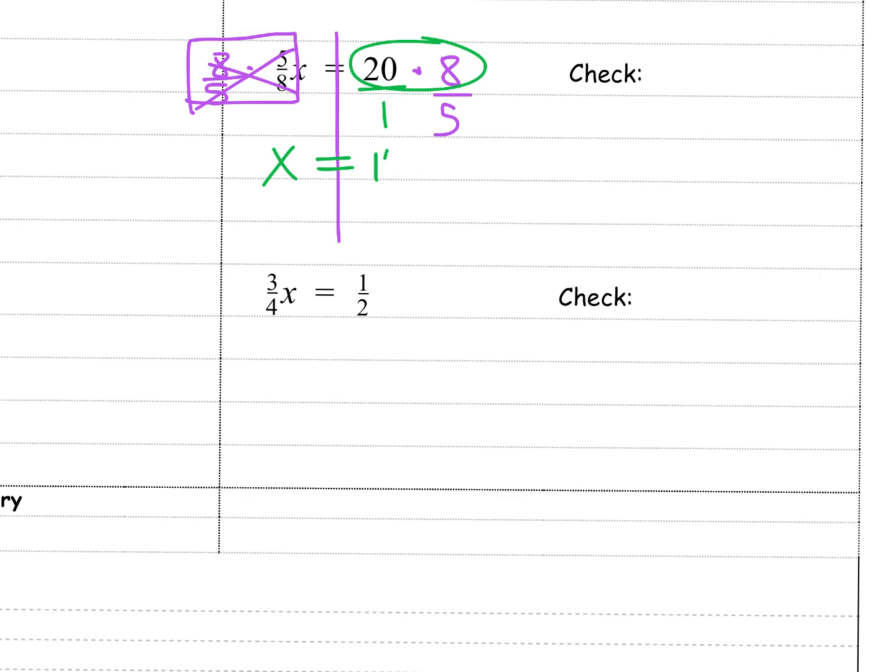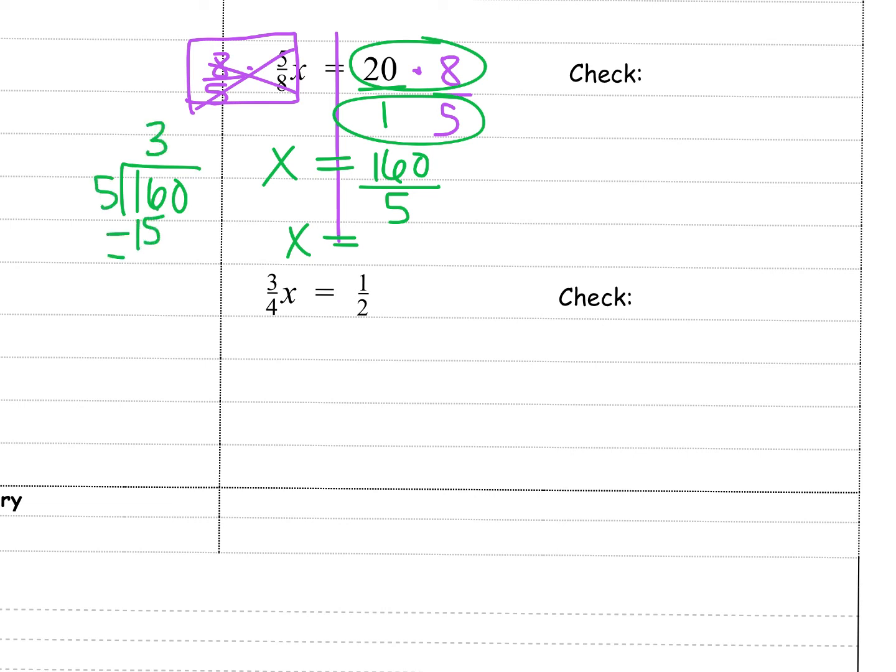20 times 8 is 160. 1 times 5 is 5. And I know 5 is going to fit evenly in there. I just have to figure out how many times. So 160. How many 5s go into it? 5 goes into 16 3 times, which is 15. 1 left over. Bring down my 0. 5 goes into 10 twice. So it's 32. And hopefully I did my math right, but I can make sure I did that right when I check.